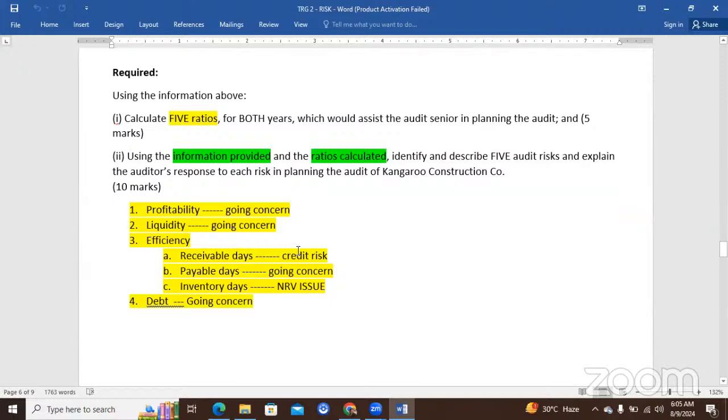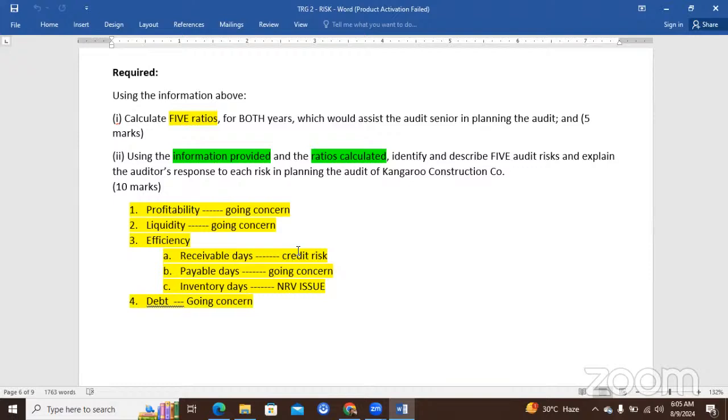it links with credit risk. For example, let's say last year when I calculate receivable days, it is 52 days. This year when I calculate receivable days, it is 82 days. What does it mean? Receivable days are increasing. Receivable days increasing means unable to collect money soon. That means credit risk. You should understand that. If receivable days are increasing, credit risk is increasing. If receivable days are decreasing, credit risk is decreasing.